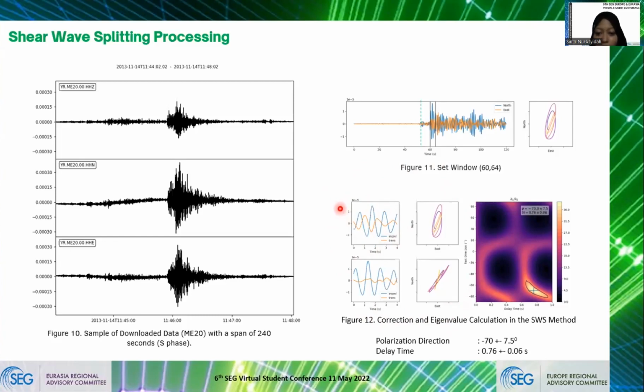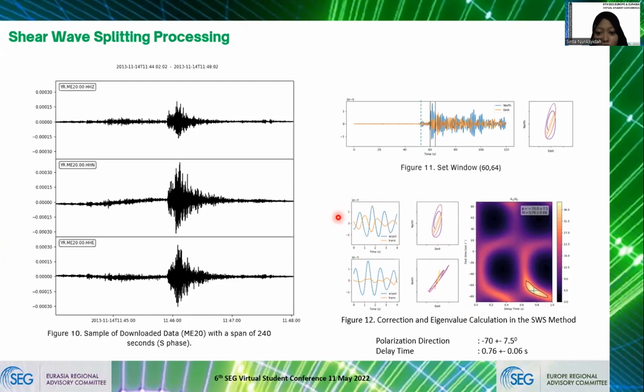Before calculating the eigenvalue, this method corrects the data as well as rotates the seismogram. This correction is carried out with the aim of changing the north-south and west-east components to radial and transverse components, so the zero vertical and the zero horizontal energy can be seen more dominantly in each seismogram component. This correction can be seen in the 4 boxes on the left in figure 12, where the 2 boxes above are before correction and the boxes below are the result of the correction.